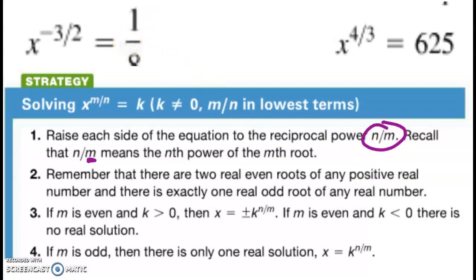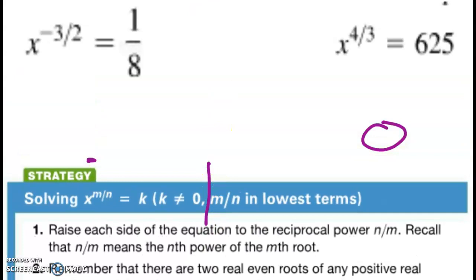So let's try that with these problems. Sorry, I just noticed they're really fuzzy. This says x to the negative 3/2 equals 1/8. I am just going to totally go by what they just told me.